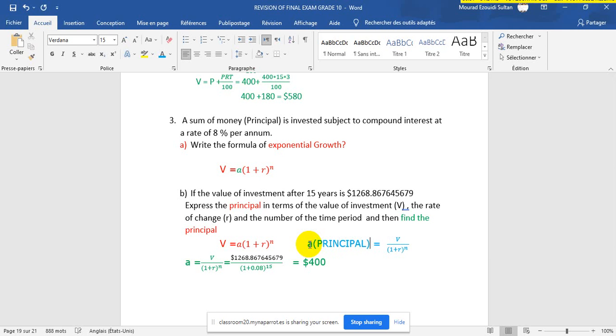I will close the parentheses. A is a principle here. A is equal. Okay, it's clear for you, I thought. So A here is a principle. This small a is the principle.